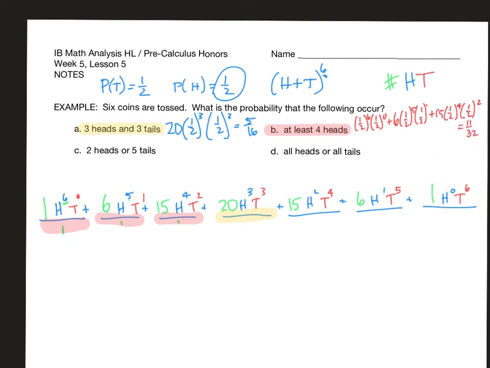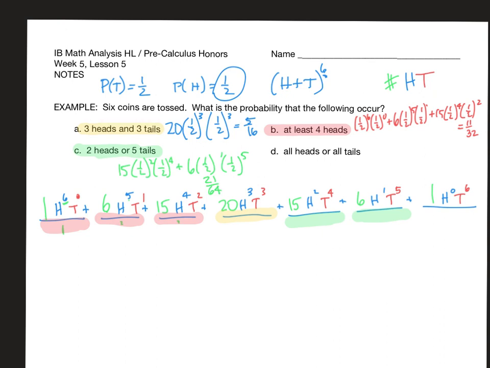Down here, 2 heads or 5 tails. That happens here: this one has 2 heads, and this one has 5 tails. As long as it's all laid out well, it shouldn't be too hard to calculate. This should be 15 times 1/2 to the second times 1/2 to the fourth, plus 6 times 1/2 to the first times 1/2 to the fifth. Again, with a calculator, I'm hoping you get 21/64.